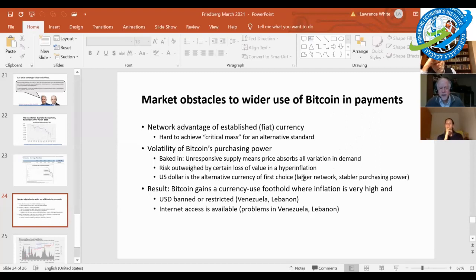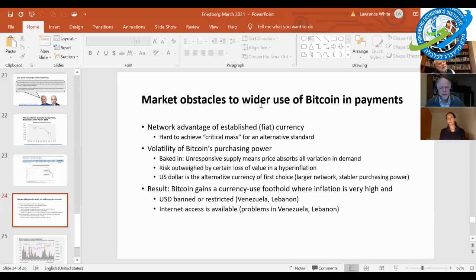Why? Because it's got a larger network of transactors worldwide, and it's got a more stable purchasing power. So the obstacles to Bitcoin being adopted as a world money are the network advantage of the established fiat currencies. It's hard to achieve a critical mass for any alternative currency. People want to be paid in the stuff they know they can turn around and spend. And if you can't spend Bitcoin at the grocery store, you might not want to be paid in Bitcoin.